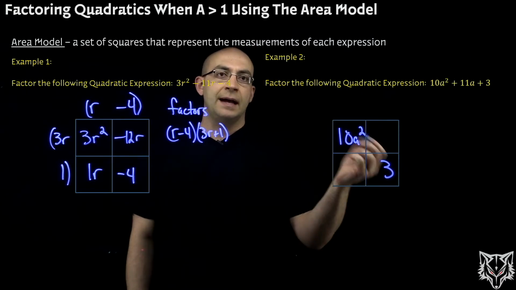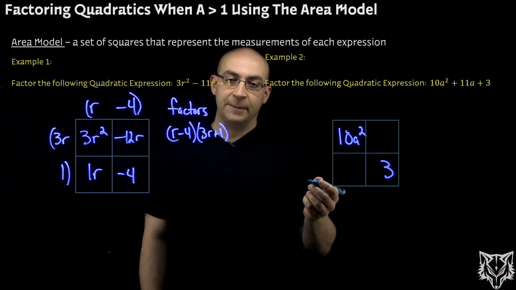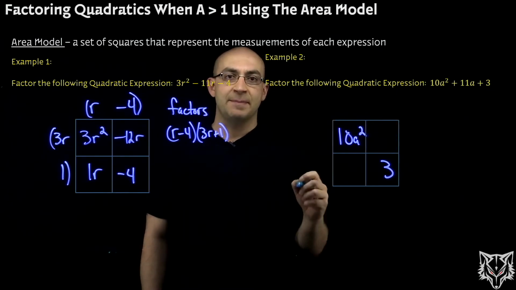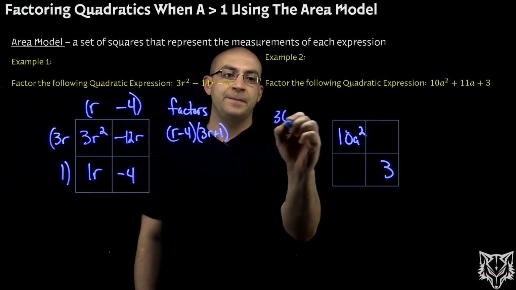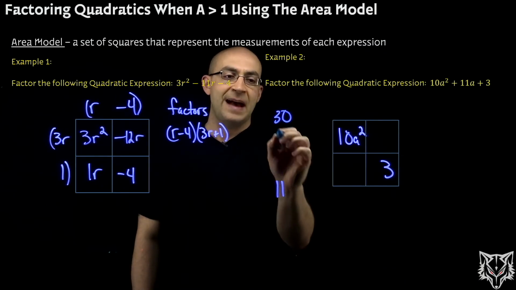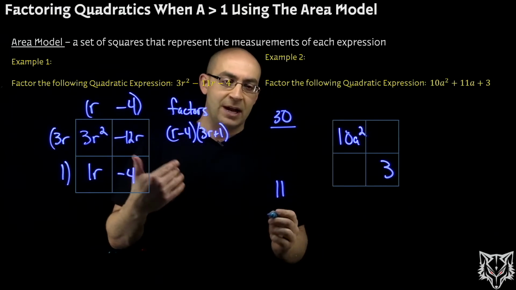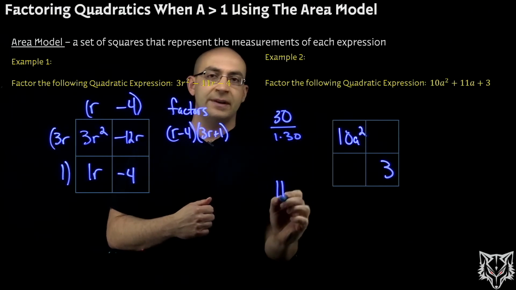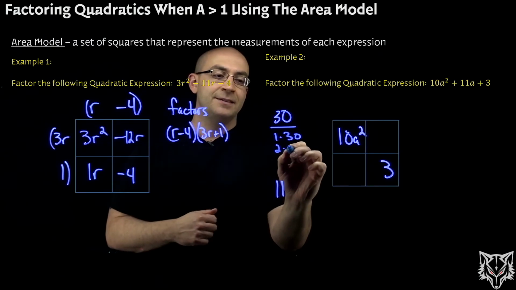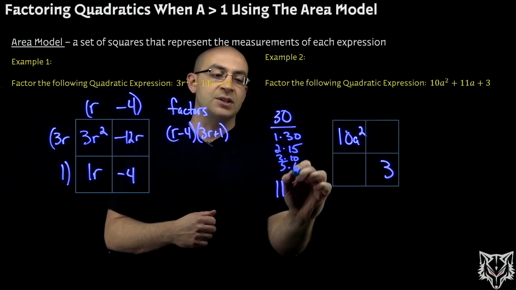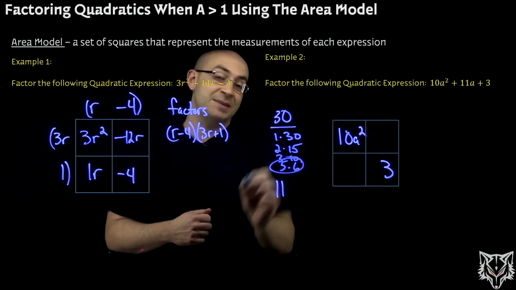Now again, I need to find an 11 with manipulation a little bit here. But I'm going to multiply the 10 times the positive 3, and that's going to give me 30. So I'm trying to find factors of 30 that I could use to manipulate to get 11 with addition or subtraction. So I've got 1 times 30. That doesn't look like it's going to be it. 2 times 15. 3 times 10. 4 doesn't work, so we'll jump to 5 and 6, which happens to be the pair that I need.